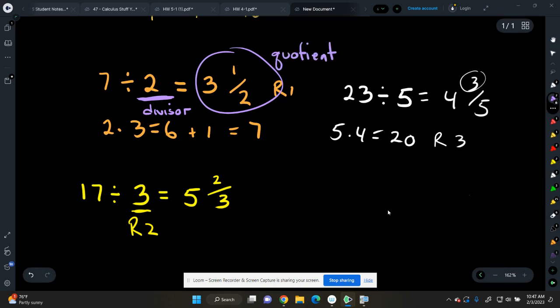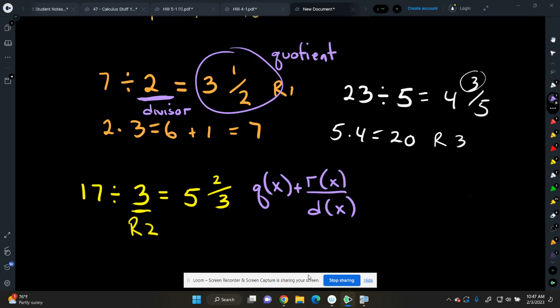When we divide, we get a quotient as an answer, and we represent the remainder. We do that as r of x over the divisor. Now, in math, for some reason, we like to make things very complicated looking. And this is what we're doing.